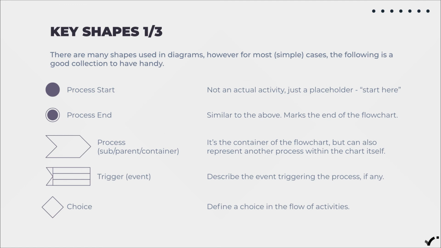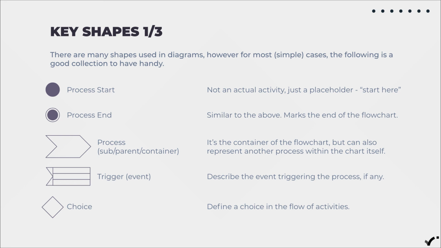So let's go through some key shapes that we'll see. It's not a complete list, there's actually a lot more, but these shapes are usually found in every flowchart that you will look at. The first one is a filled-in circle, which shows where the process starts. It's not an actual activity per se, but it's just a placeholder so you know exactly where to start reading your process. The counterpart of it is where the process ends, a circle with an outline, usually placed after all the activities have been pursued.